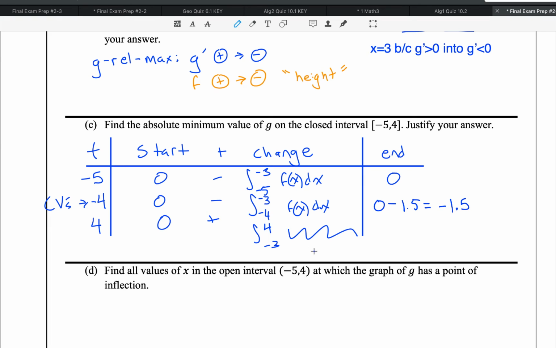And if you want a justification on why we got rid of that, it's a big positive value. Definitely can't be a minimum. So let's write our conclusion. Always have a conclusion. I try to give myself room under here. The absolute min is negative 1.5 at x, or actually t equals negative 4.